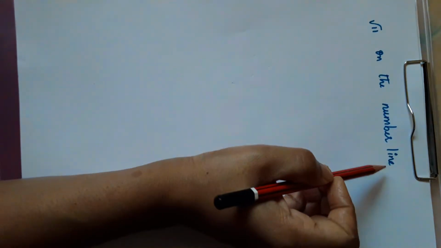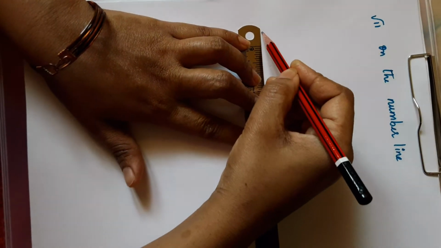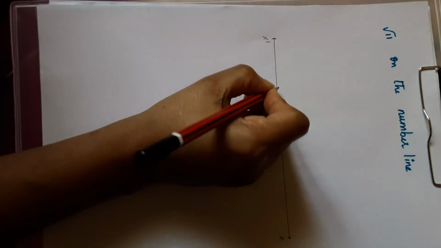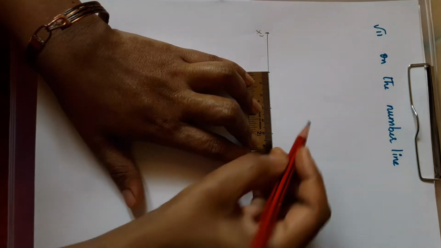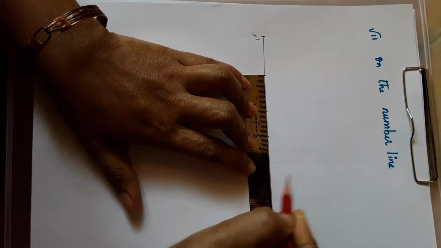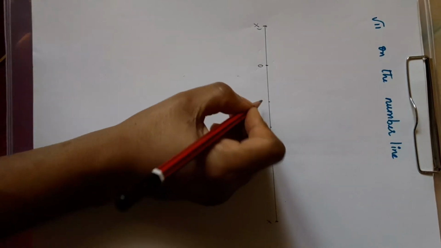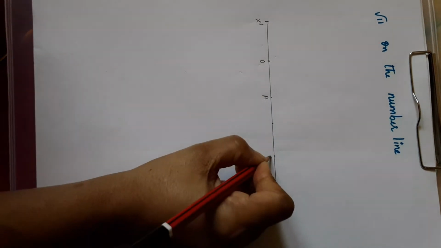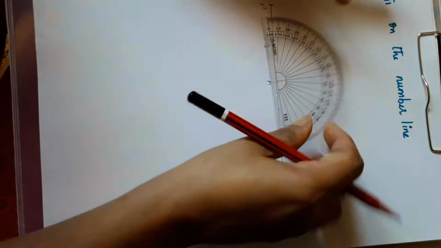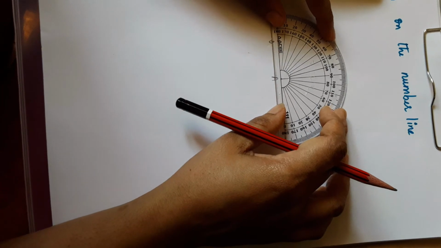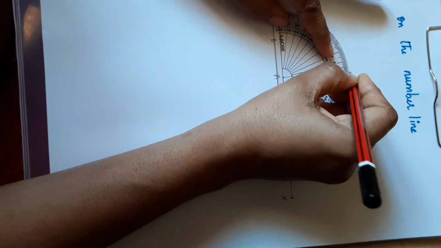Root 11 on the number line. Draw a line x bar x. Mark a point O on the line x bar x. Take 3 units measurement and name it as C. Leave this point and draw a perpendicular line with the help of a protractor by taking 90 degrees. It should be exactly 90 degrees.